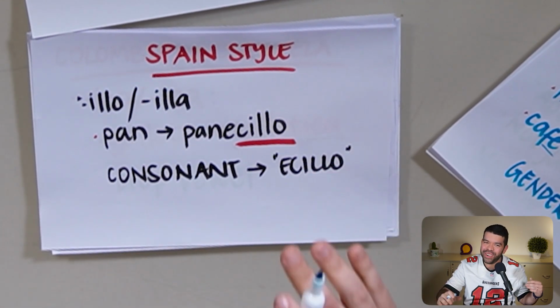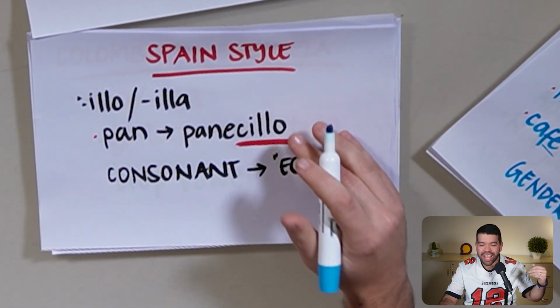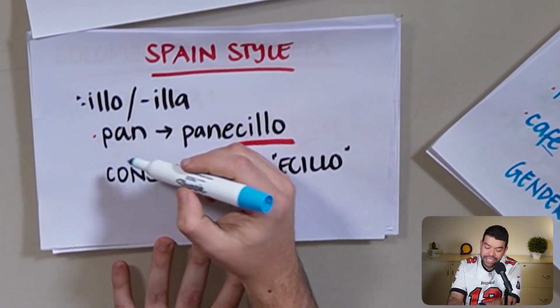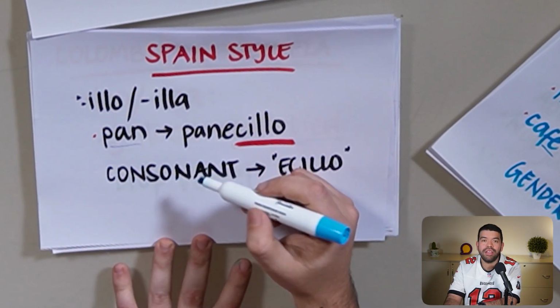But hey, let's focus on the most important part. Look at how the word changes, okay? From pan to panecillo. Because pan doesn't end in a vowel, we have to add a little something more to the diminutive, okay? It's not just illo, because panillo sounds very weird, okay? If your word ends in a consonant, the diminutive becomes ecillo, okay? It's okay. With some constant practice, this won't be a problem, I promise.